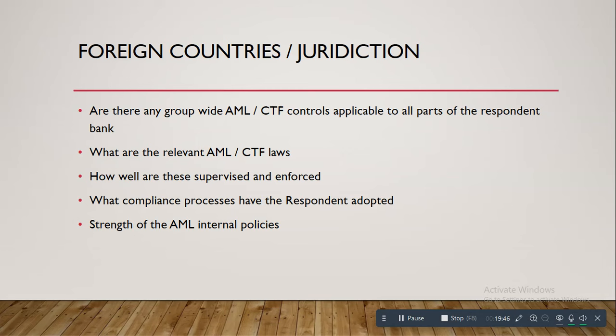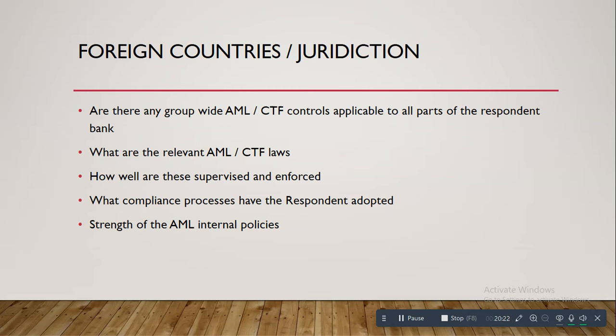So what we do is, we first look, are there any group-wide AML or CTF controls applicable to all parts of the respondent bank? Here the entire respondent bank is seen, wherever in the world they have branches. Whether they are in some high risk jurisdiction, or places where it is known that criminal activities are done and they have the maximum of their business from those areas. Also, whether they have accounts or branches in other areas.